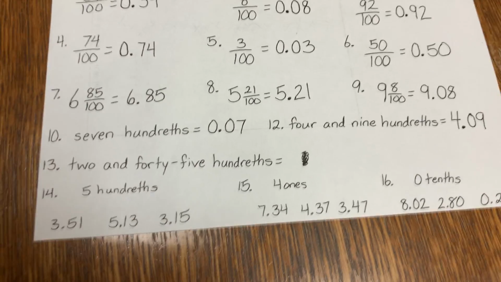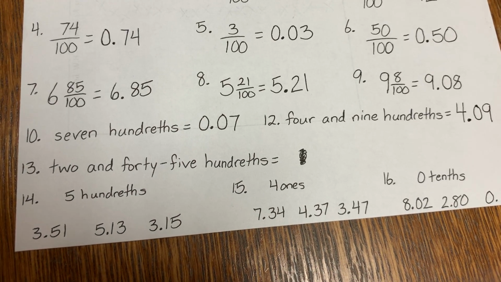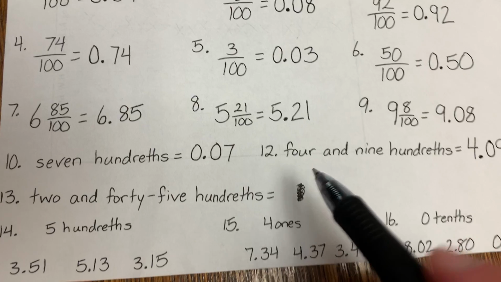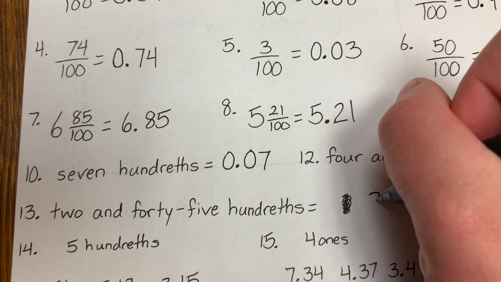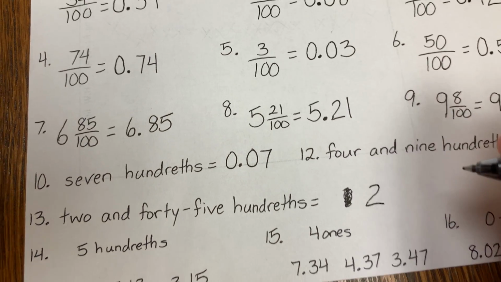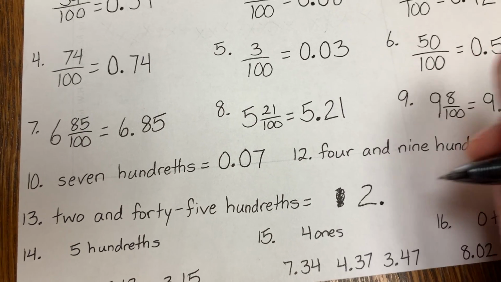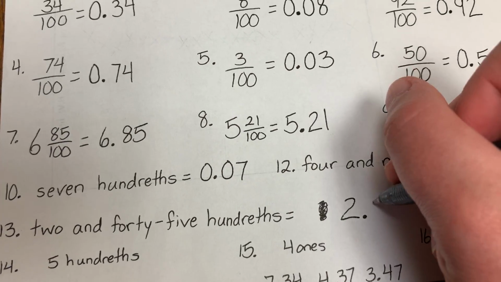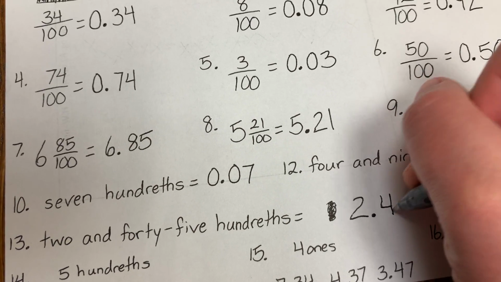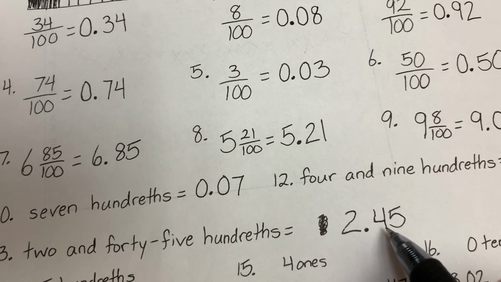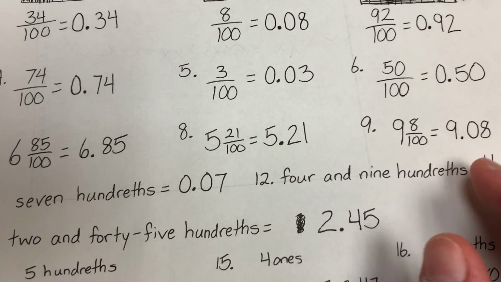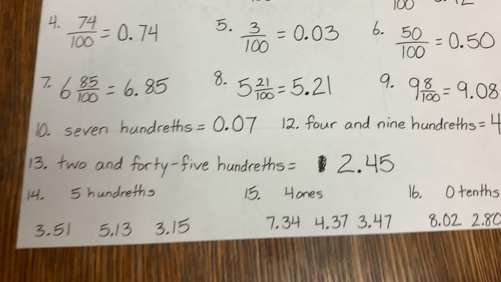Okay, number 13, 2 and 45/100ths. Ignore my mistake right here. So it says I have 2 whole numbers and 45/100ths would look like this. Okay, so 2 whole numbers and 45 out of 100, 2.45.